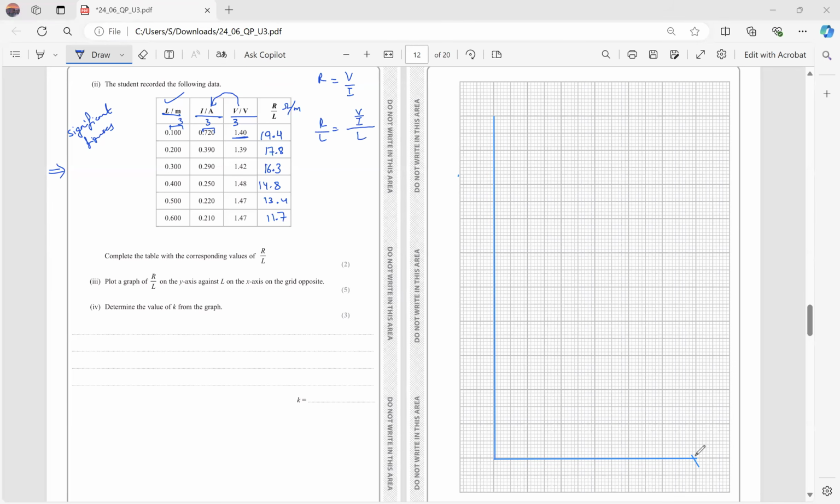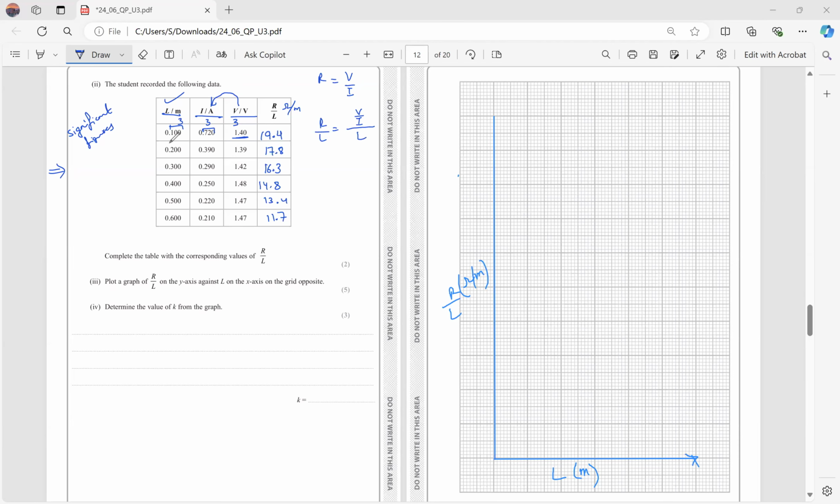So on the x-axis, what do we have? We have length. Yes, we have length on the x-axis, and that would be in meters. Remember to mention the units as well. On the y-axis, we have R over L. That would be ohms per meter. Units are necessary. Now, let's choose a scale.